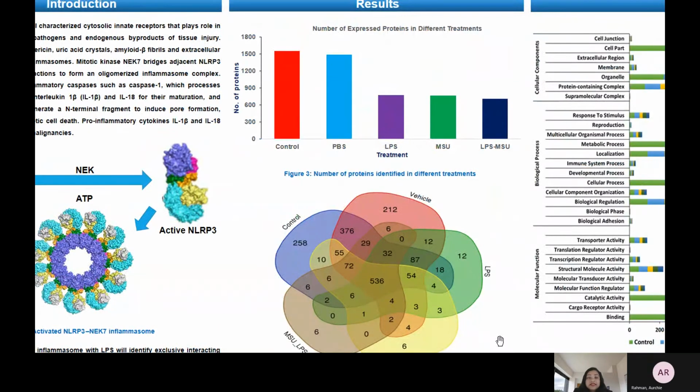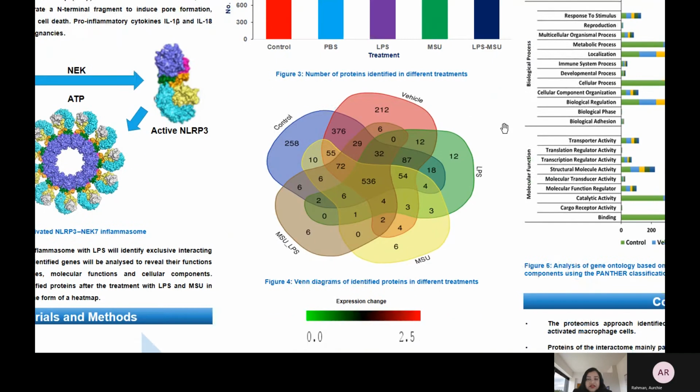In our research, we saw that around 1500 different proteins were expressed in the control and BBS set, and around 750 proteins were expressed in the LPS, the MSU, and the LPS MSU treatment sets of the cells. A Venn diagram was constructed using the data, and it showed that there are some common proteins expressed in different treatments, and some exclusive proteins expressed in specific treatments of the cells.